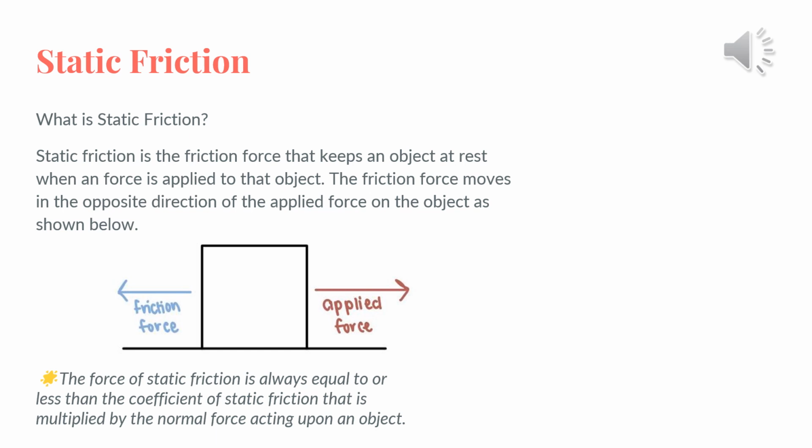Static friction force is defined as the force that prevents an object from moving when another force is applied to that same object. The friction force always moves in the opposite direction of the applied force, and the friction force is less than or equal to the force needed to start moving the object. This is represented by the equation shown to the right. Once the applied force is greater than the friction force, the object will begin to slide.